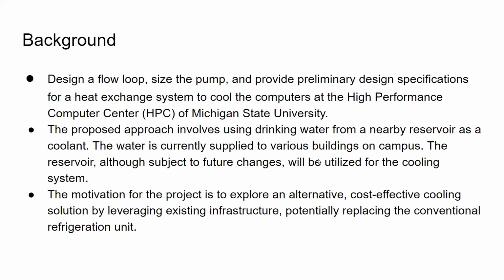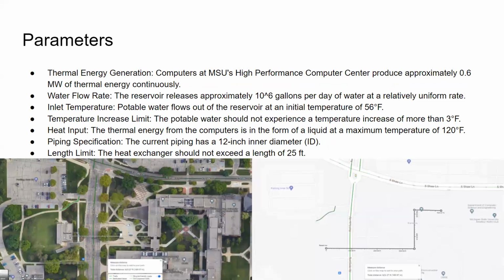For a bit of background on the project, we were designing a flow loop, a pump system to help cool the High Performance Computer Center here at MSU. By using an already established reservoir that heats other buildings, this was where our source would come from, and our motivation was to explore an alternative route for better cost efficiency and changing the refrigeration unit.